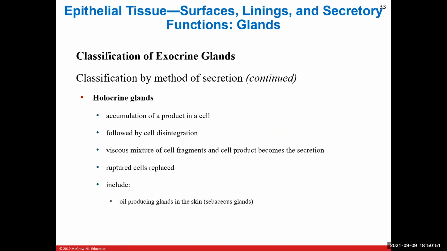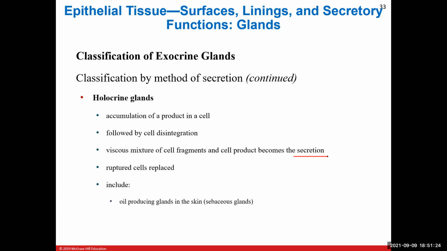Now, I think of Holocaust. You may have heard of the nuclear Holocaust, which is complete destruction. Well, that's what happens with this cell. With the holocrine glands, the cells produce whatever their secretion is, and then the cell just blows up, disintegrates, and the parts of the cell that were destroyed and whatever it was making all become the secretion.